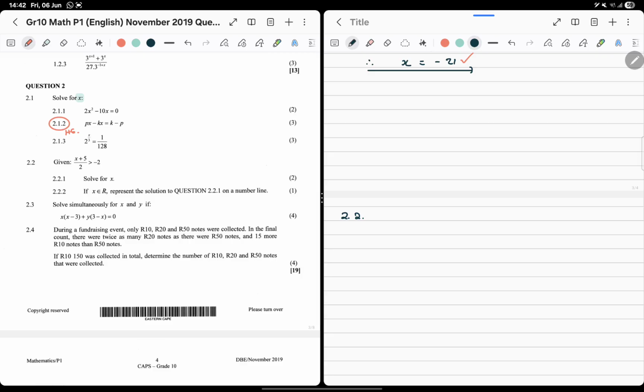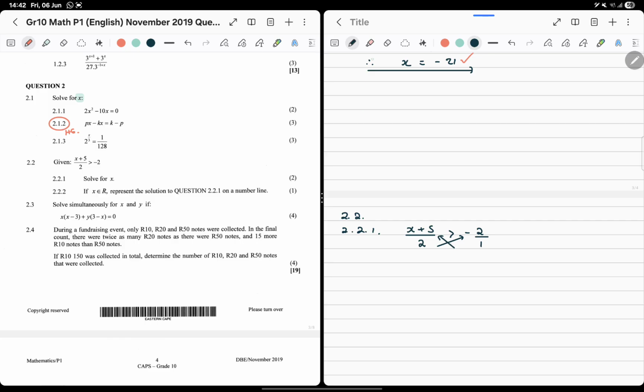So we are given that rational inequality, right? Now we're told to solve for x. So this is easy. 2.2.1. We've got (x plus 5) over 2 greater than minus 2. This is over 1. In this case, we are free to cross multiply.